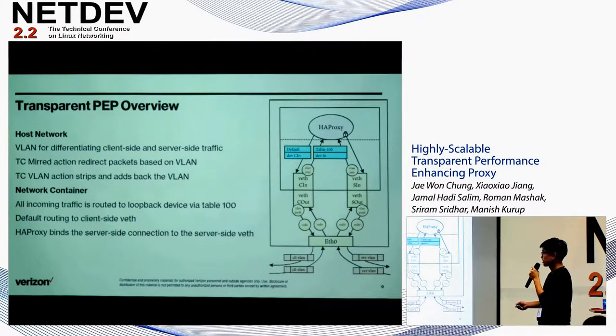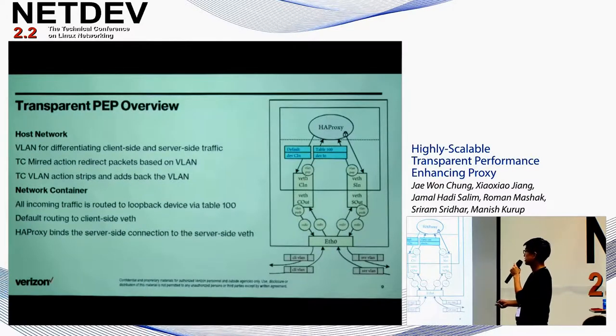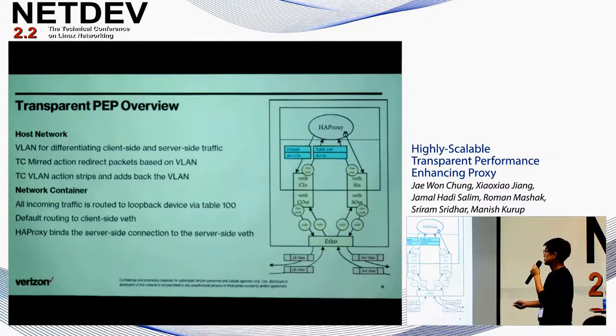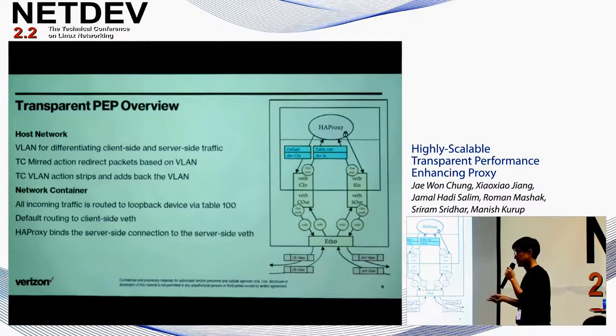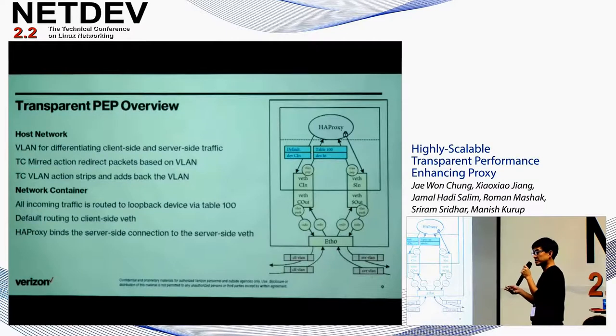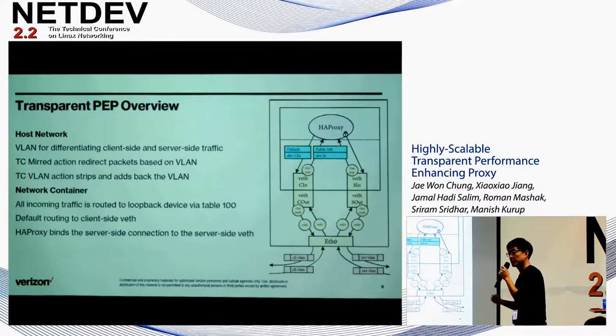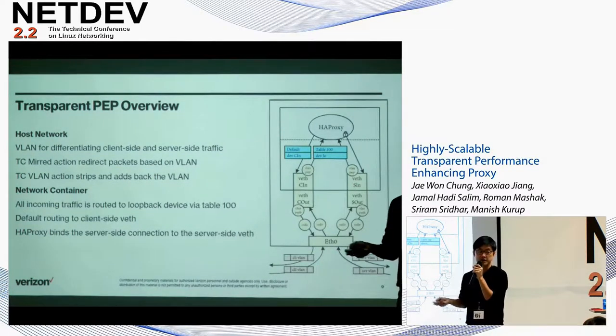What happens within the network container is that everything coming out of this VETH will just be directed to the LO, the loopback device, so that I don't have to worry about the proxy routing. That's how it's configured. We also configured the default route to the client side, and then have the HAProxy bind the server side connection. Whenever it makes a server side connection, just bind it to this VETH, so that we greatly simplify the routing.